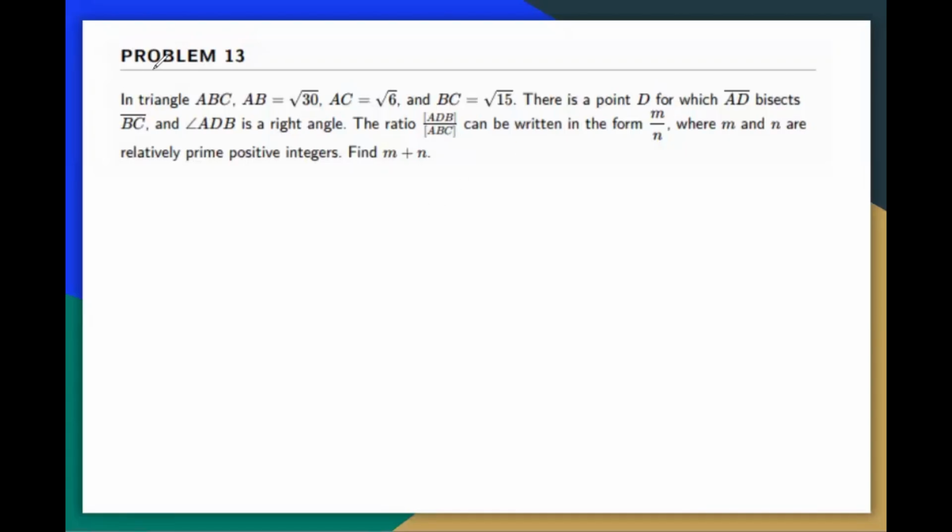Okay, so we have number 13 from the AIME test. We have a triangle where AB, AC, and BC are given. There's a point D such that AD bisects side BC and angle ADB is a right angle. We want to find the ratio of two areas, basically.